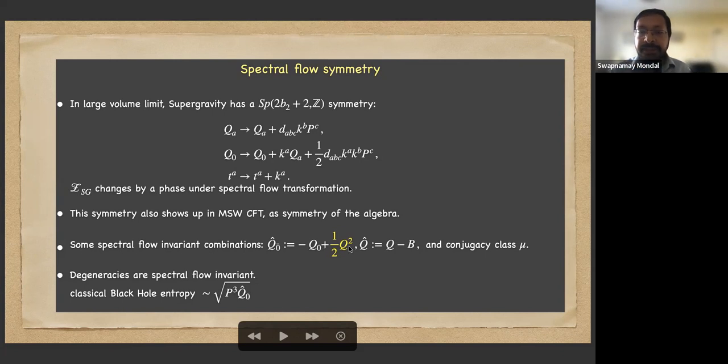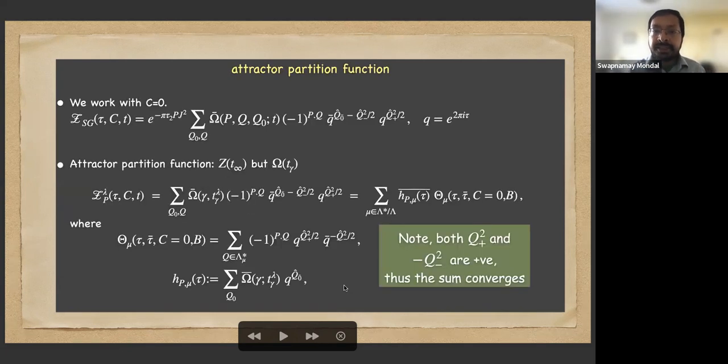Okay, so there are three spectral flow invariant things: this Q0 bar hat, which is the D0 brane charge shifted by this Q square, and then Q hat, which is the electric charge shifted by this B field, and the conjugacy classes. They are the ones that will enter. This is important because it guides us how to organize the partition function. Now, for the sake of simplicity, there were some extra fields, and we'll set some of them to 0 to simplify the expression. It's not important.